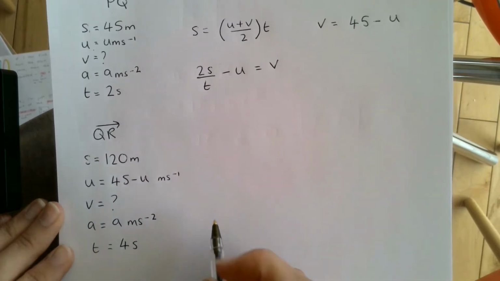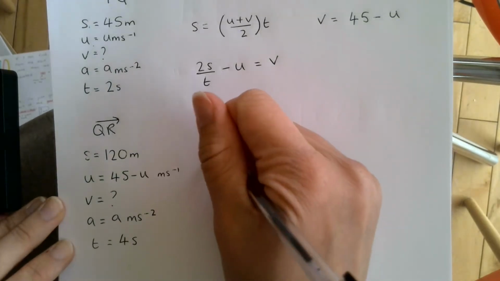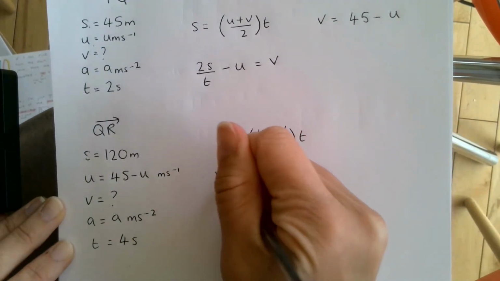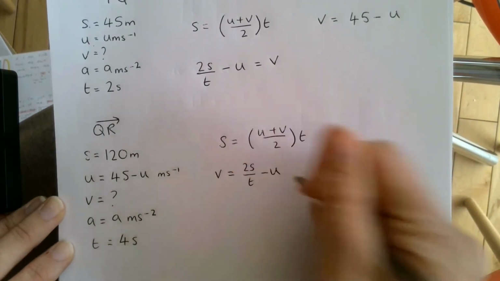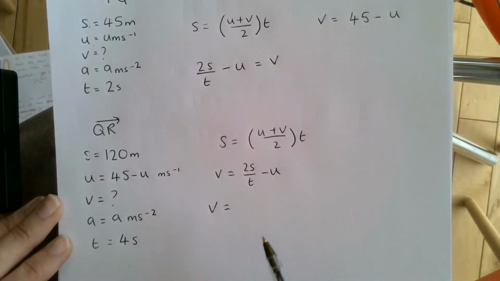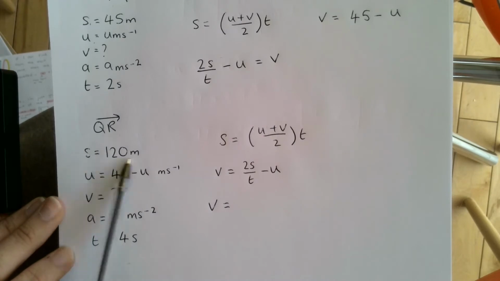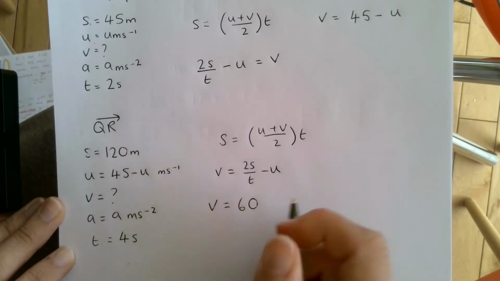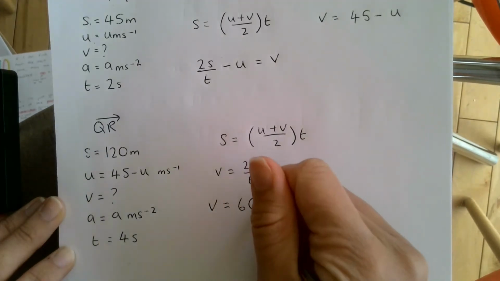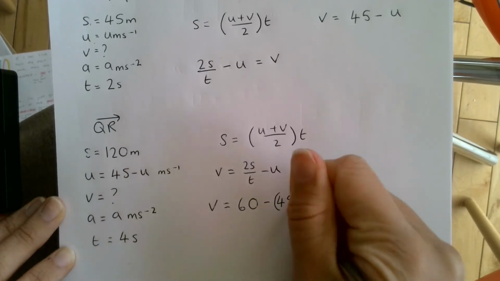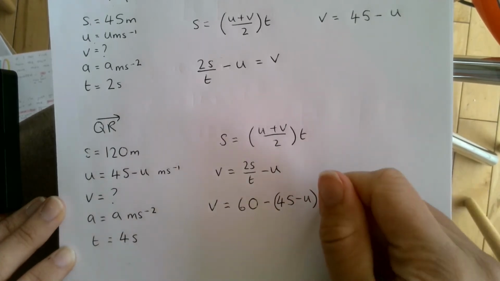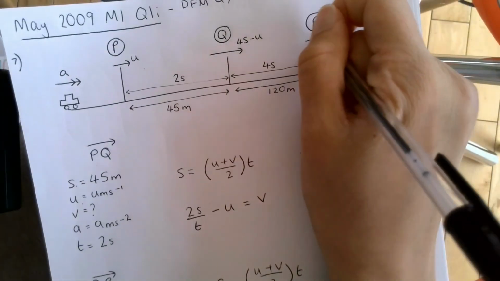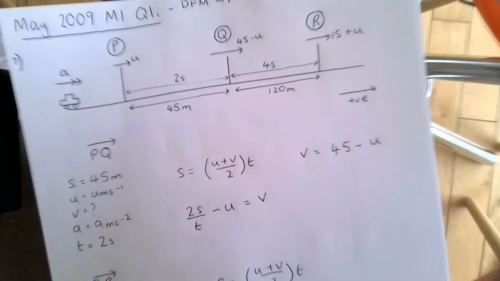And let's do the same thing as before. So we said S is equal to (u plus v) over 2 times t, and we rearrange that to get that v is equal to 2S over t minus u. So v here is going to equal 2S over t, so 2 lots of 120 divided by 4, well, 120 divided by 4 is 30, times 2 is 60, minus (45 minus u). So if I minus 45 minus u, that's the same as adding u, so I get 15 plus u as the velocity as the car goes past R.